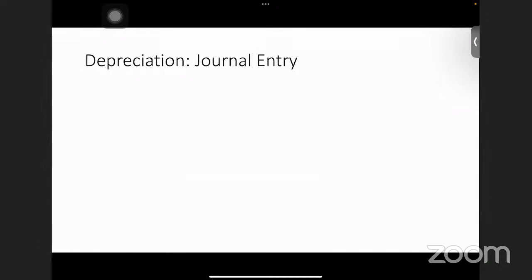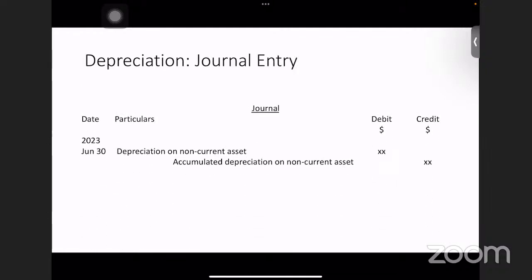Now let's get into an example. Let's run through the journal entry first for depreciation. For depreciation, it is very straightforward. You only have one journal to know, which is debit depreciation, credit accumulated depreciation. Do take note that when you pass your depreciation, it will always be at your year end. This is something you do every year when you're doing closing.